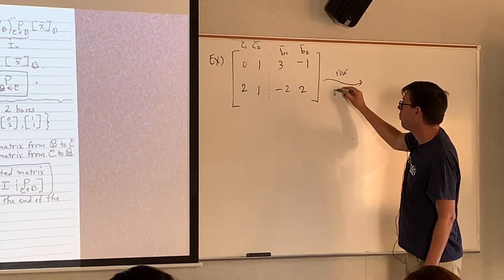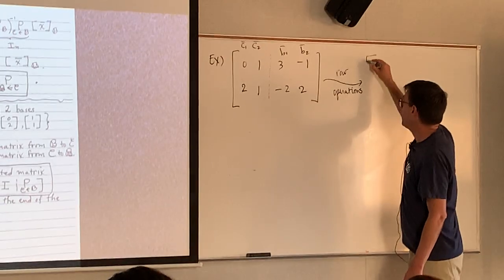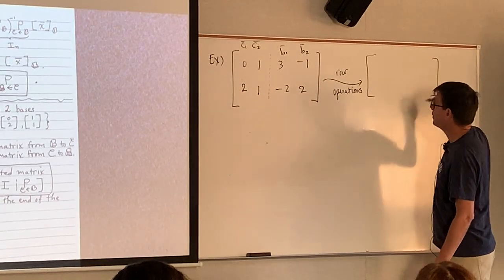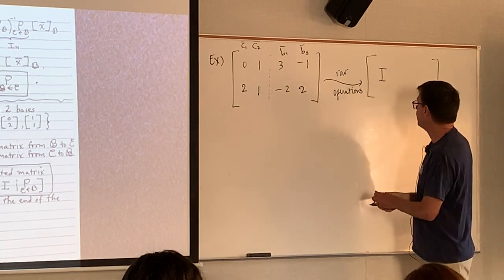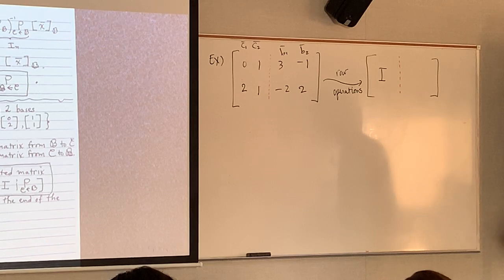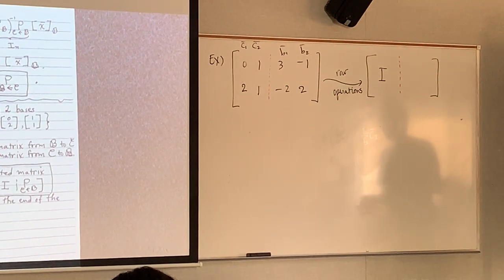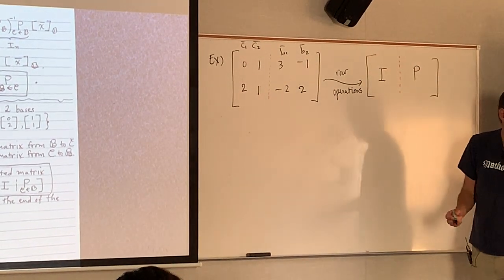We know how to do it. We're going to take row operations, and we're going to get an identity matrix in the first two columns. So it's kind of like that process of finding an inverse, right? But also kind of not. And what we're going to end up with is this P matrix.